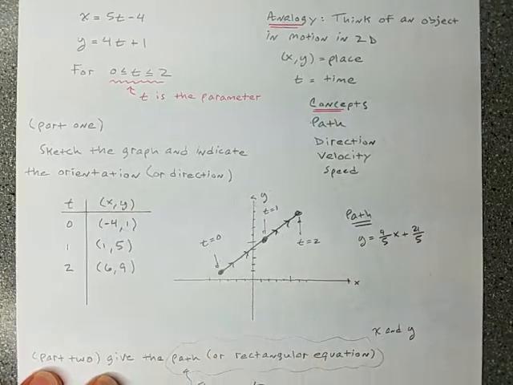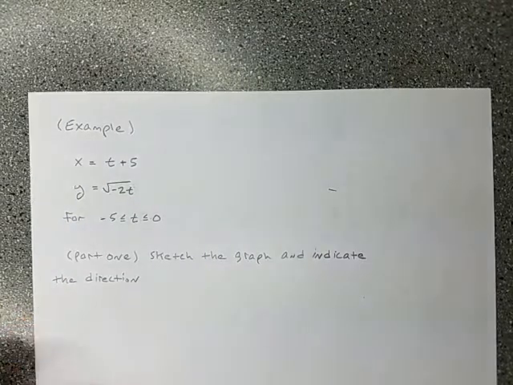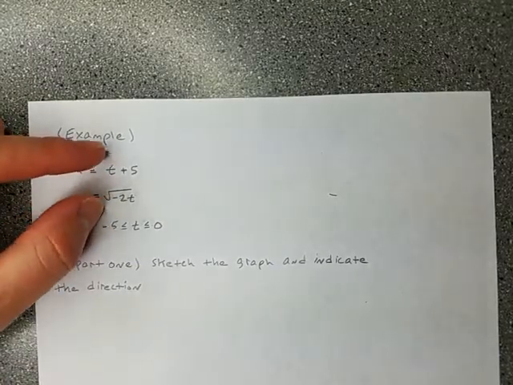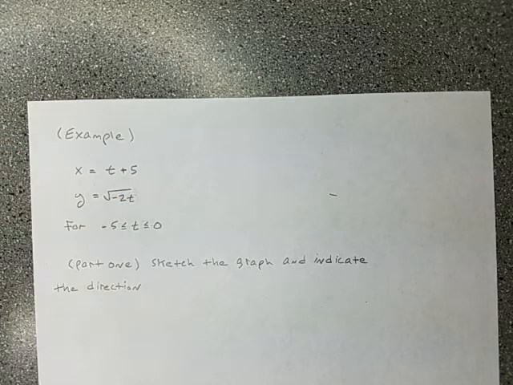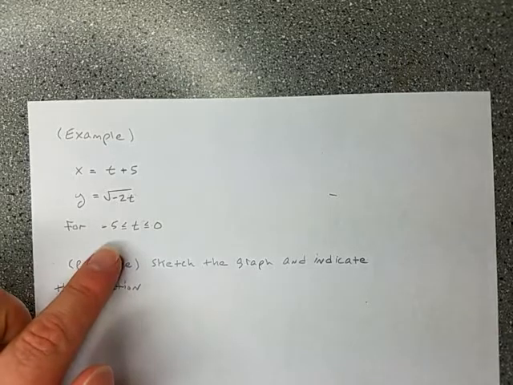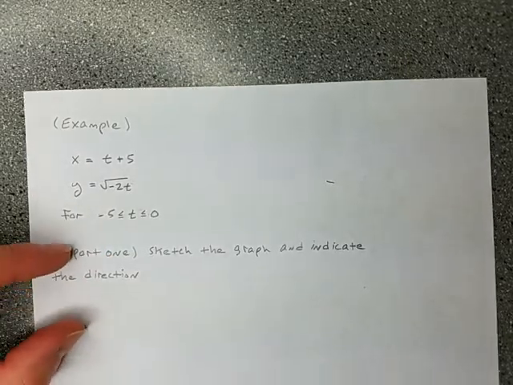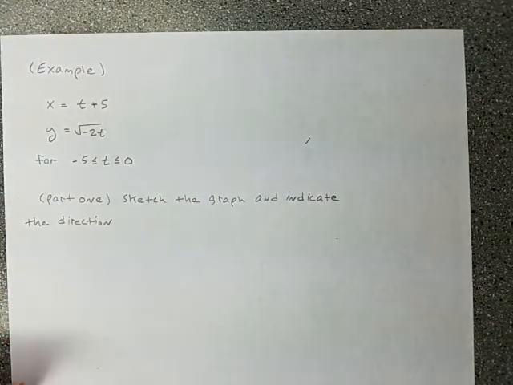Now, let's look at a few more examples, though. Let's try one that I think is quite a bit different, but we can still practice what I was talking about, all right? So here, x and y given as functions of t, okay? x is t plus 5, y is the root of negative 2 times t, and t runs from negative 5 to 0, okay? In part 1, can you sketch the graph? All right, and part 2, can you give the path? So I got the same arrangement here as the last one. Now, so let's start with the graph.